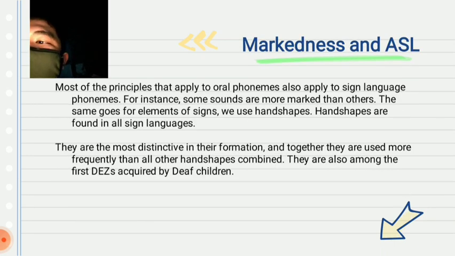Markedness in ASL. Most of the principles that apply to oral phonemes also apply to sign language phonemes. For instance, some sounds are more marked than others. The same goes for elements of signs. We use unmarked hand shapes. These hand shapes are found in all sign languages. They are the most distinctive in their formation, and together they are used more frequently than all other hand shapes combined. They are also among the first handshapes acquired by deaf children.